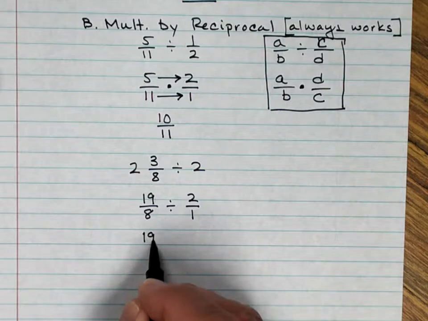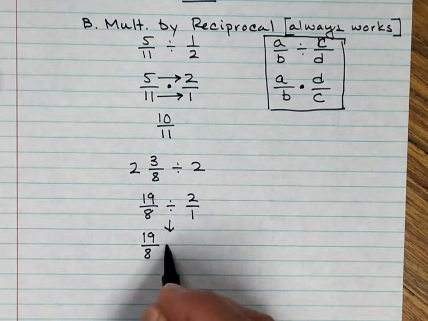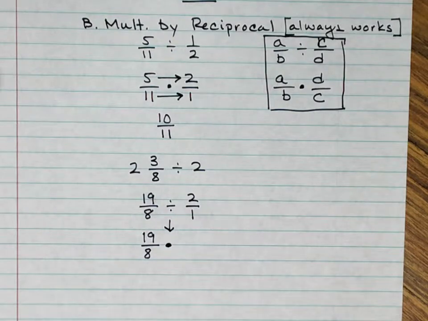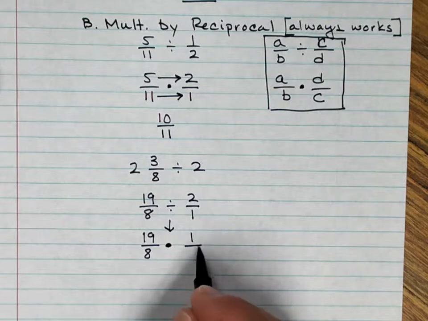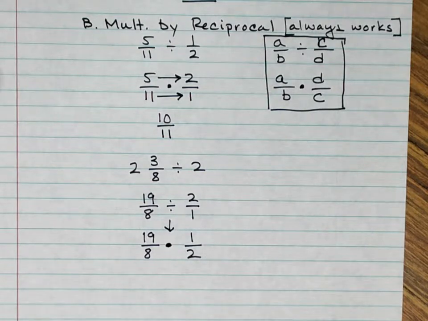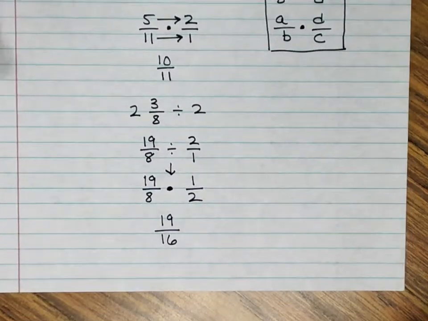This is going to stay A over B. The division is going to become multiplication. And our C over D is now D over C. 19 times 1 is 19. 8 times 2 is 16. Again, improper fractions are acceptable answers. They're just called improper because the numerator is greater than the denominator.